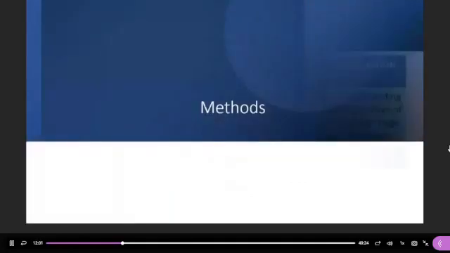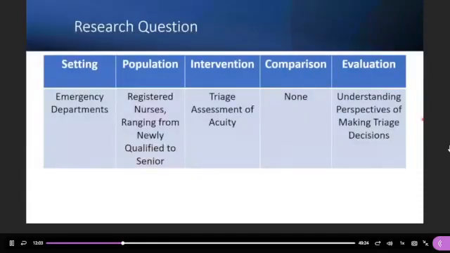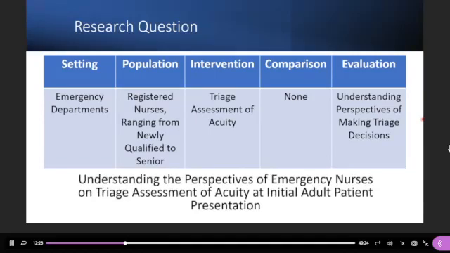So how did we conduct it? First of all, we developed the research question. We used SPICE, with setting relating to emergency departments. Population was registered nurses, ranging from newly qualified to very senior. Intervention was the triage assessment of acuity. We had no comparison. And our evaluation was understanding the perspectives of making triage decisions. We used this to form our research question, understanding the perspectives of emergency nurses on triage assessment of acuity at an initial adult patient presentation.